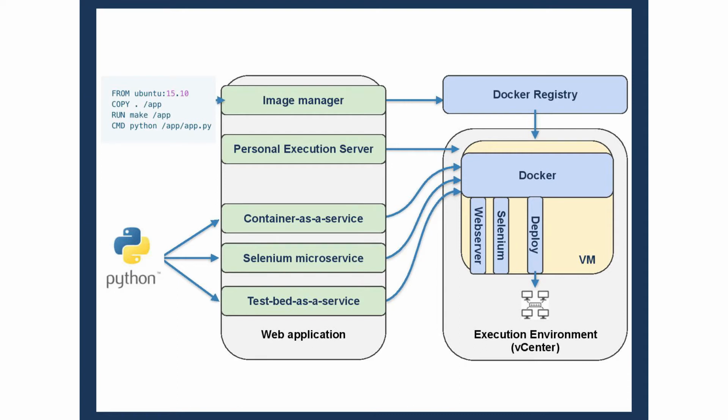We next have the personal execution server. With the personal execution server, we allow users to deploy their own execution server in their execution environment. So by deploying their execution server in their execution environment, we make it scalable. And it also comes with Docker and all related Docker services already deployed.